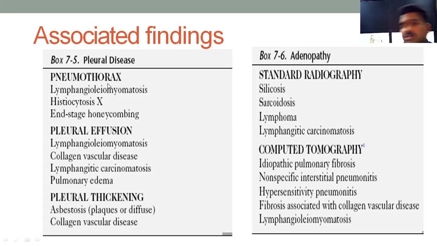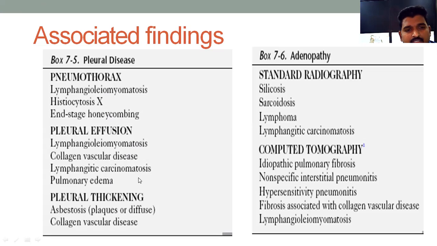If you are seeing pneumothorax, then you can think you are dealing with lymphangioleiomyomatosis, or LCH, or end-stage honeycombing. That is a fibrotic ILD that gives you a cyst that breaks into a pneumothorax. And if you are dealing with a pleural effusion along with ILD, even though it is not very common, you could see pleural effusion in lymphangioleiomyomatosis. If you see pleural effusion there, typically it is a chylothorax. So that gives a clue that you are dealing with lymphangioleiomyomatosis.